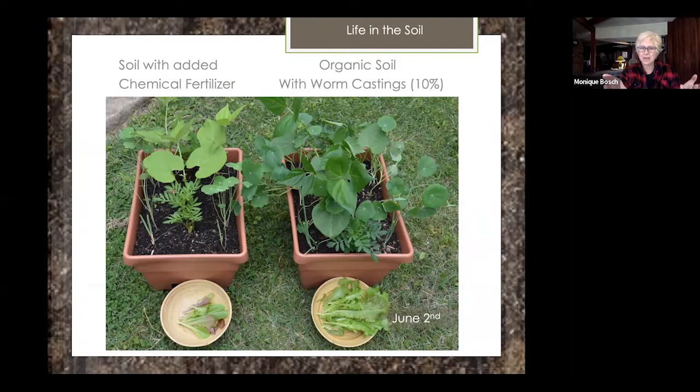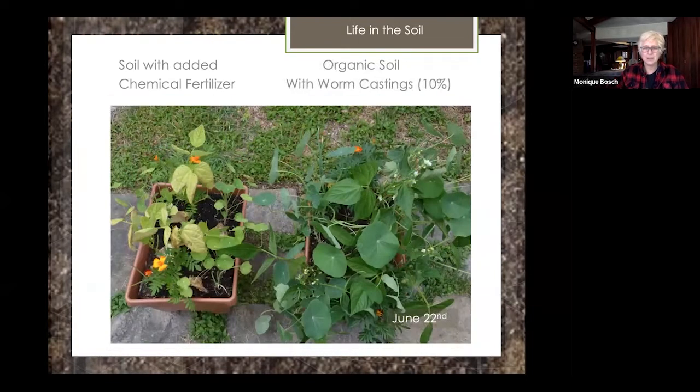Look at the difference in the color. Look at the harvest. The one on the left, what I did manage to harvest in terms of lettuce was sort of chewy and not a lot of taste. The one on the right, sweet, crunchy lettuce. So already I was starting to see effects. And then here we are 2 weeks after that, and the disease had gotten into the one with chemical fertilizer. So the reason I'm showing this is the effect above ground. What does it look like below ground?